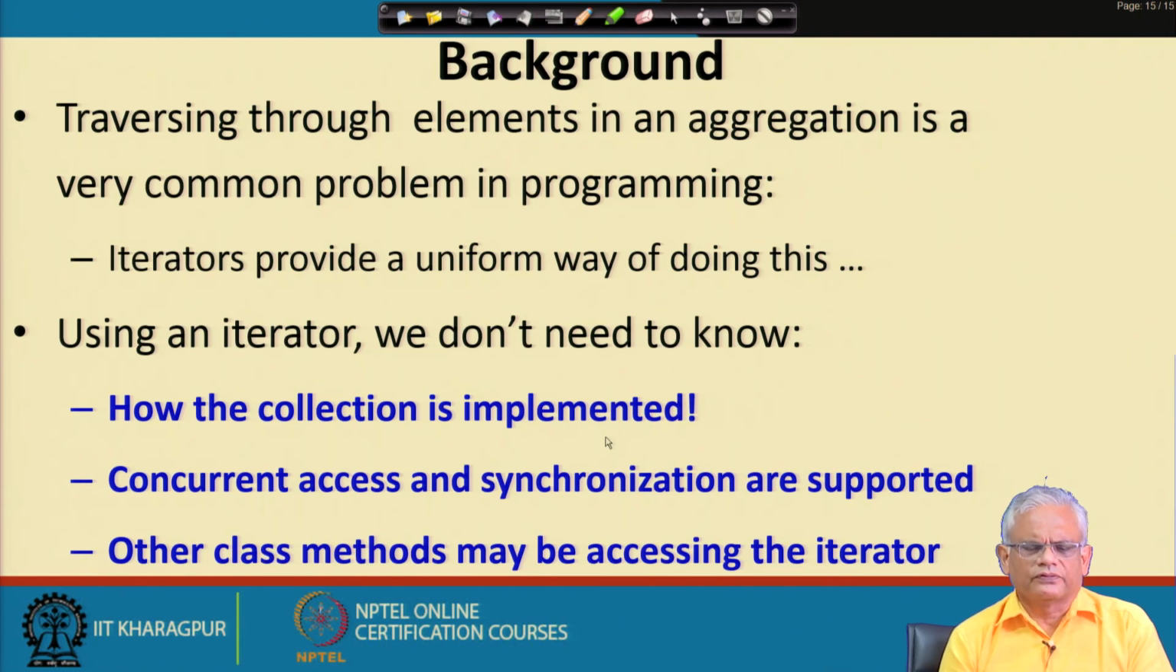Also, for the same aggregate, different client classes may be traversing it concurrently, and synchronization is supported by the iterator class. And even though other methods may be accessing the iterator, still they will be independent. Even though different iterations on the same aggregate may be occurring, these do not impact each other.